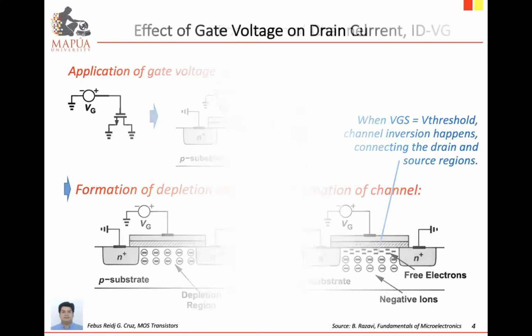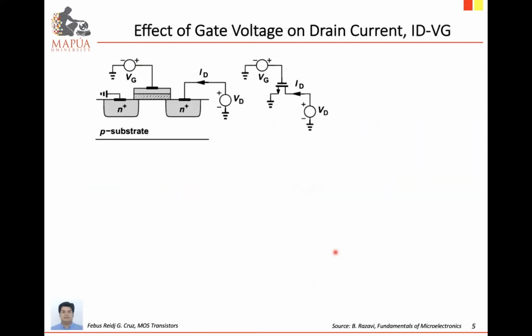Now for the next setup, we connect a drain voltage, such that when the gate voltage creates a channel connecting the drain and source, that would allow the flow of drain current, mainly produced by the drain voltage. All right, is that clear to everybody? Please confirm.